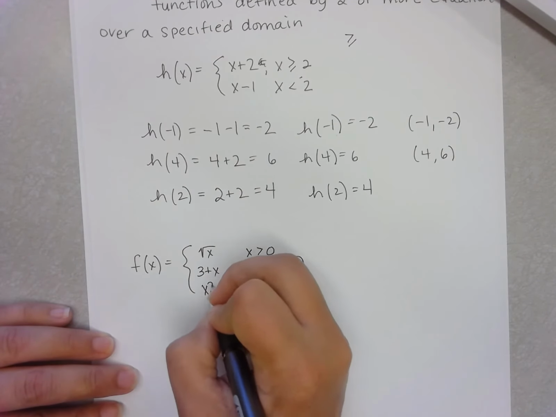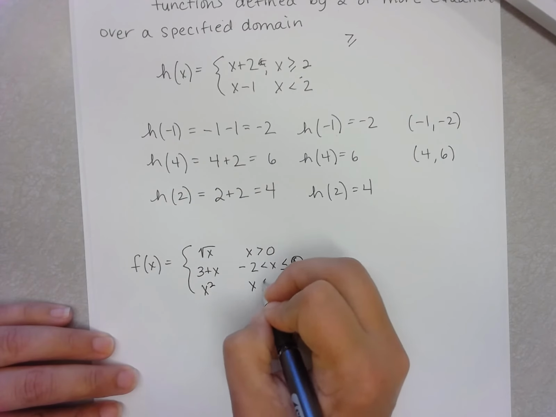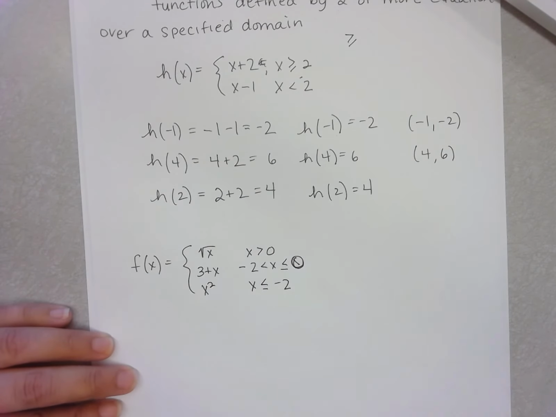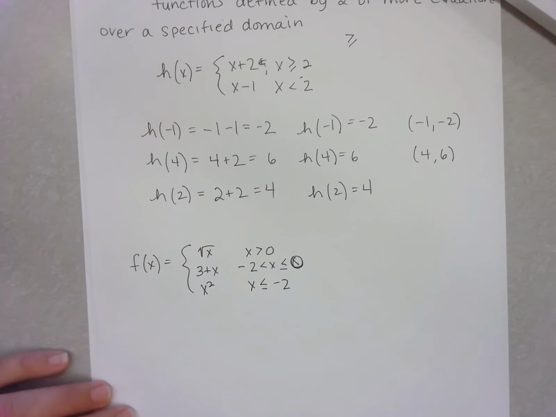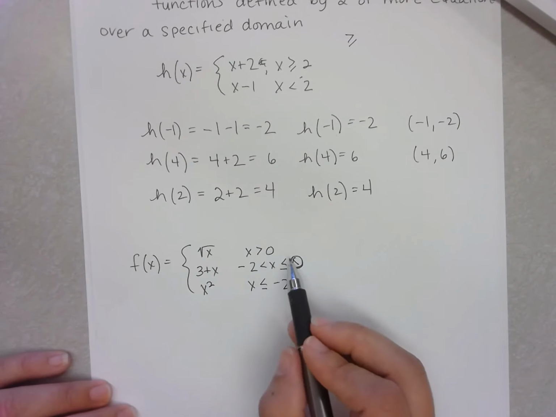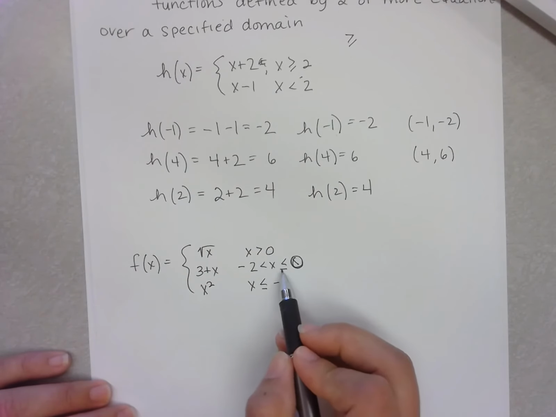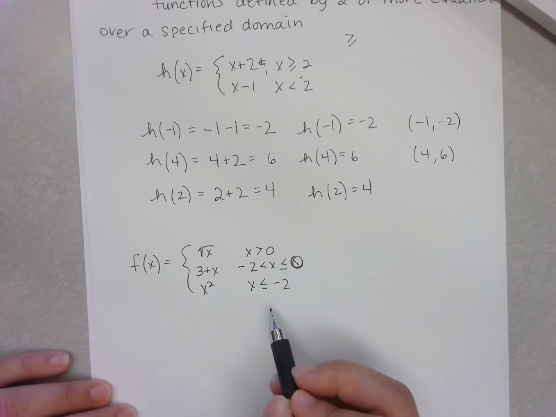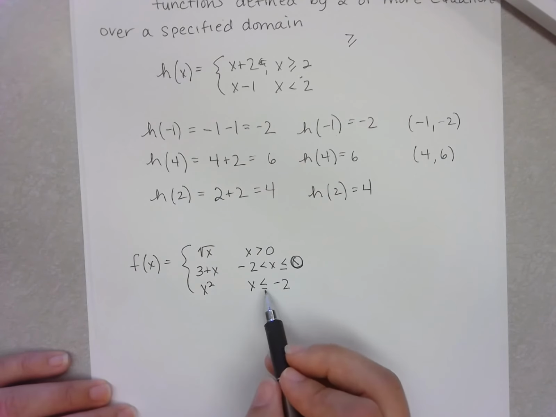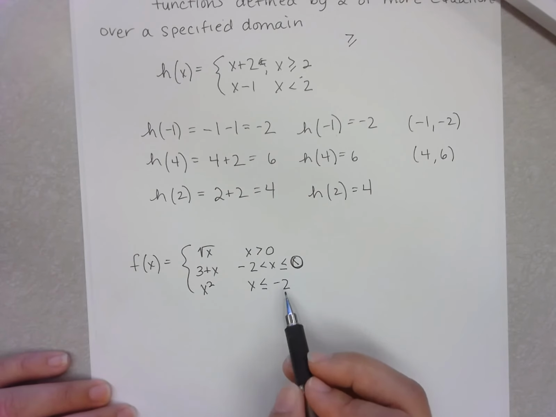And my x squared for all x's less than or equal to negative 2. Okay, so there's no overlap. So my domain is broken into specific parts, right? So there's no overlap. There is a 0 here and a 0 here, but the 0 is only included here. And there's a negative 2 here and here, but the negative 2 is only included down here because of the equal sign as well.